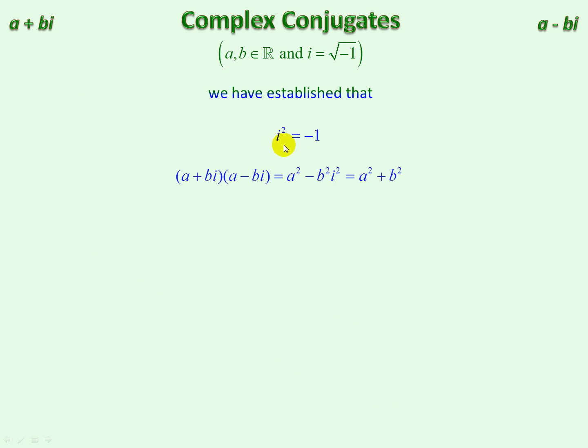Further to that, we established that i squared is -1 and that a plus bi times a minus bi, a difference of squares, is a squared minus b squared i squared. And i squared being -1 gives you a squared plus b squared. So a plus bi times a minus bi is a squared plus b squared.